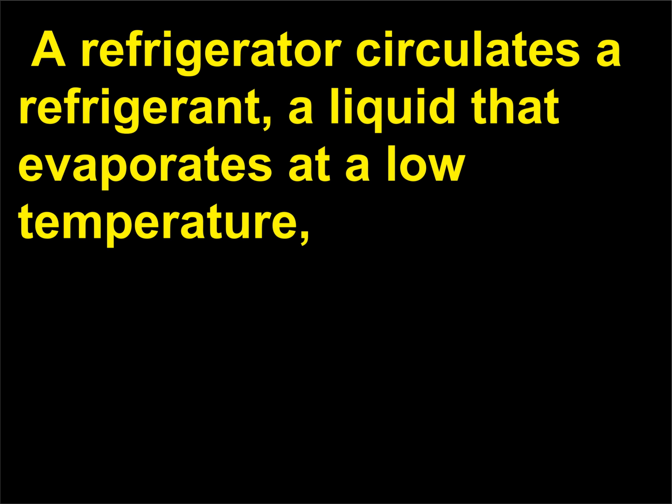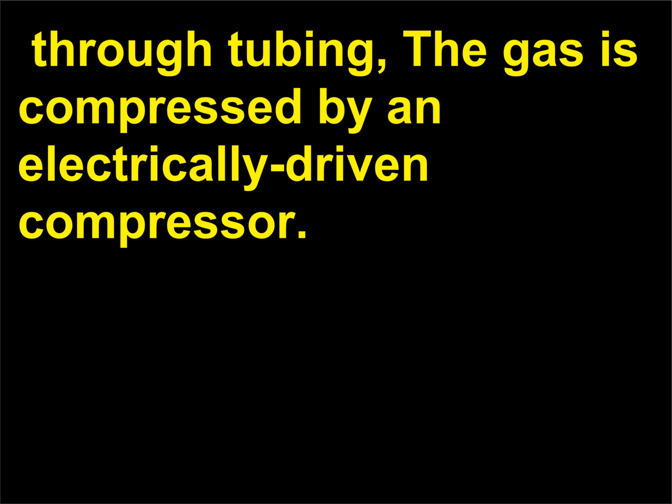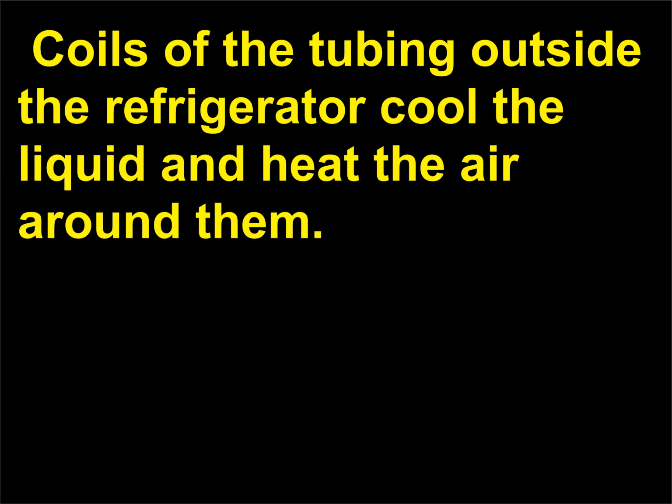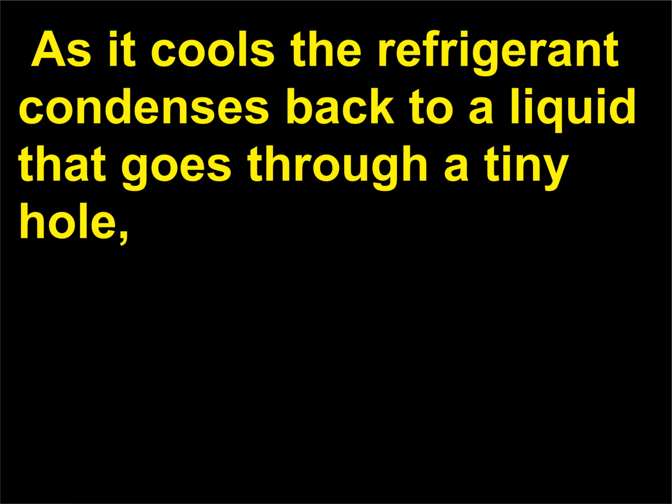A refrigerator circulates a refrigerant, a liquid that evaporates at a low temperature. Through tubing, the gas is compressed by an electrically driven compressor. The pressure and temperature of the gas increases. Coils of the tubing outside the refrigerator cool the liquid and heat the air around them. As it cools, the refrigerant condenses back to a liquid that goes through a tiny hole, called the expansion valve.